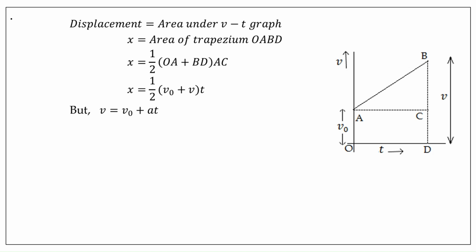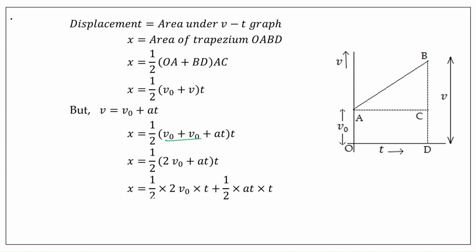But v is equal to v0 plus at. On substituting this value of v, x is equal to 1 by 2 into bracket v0 plus v0 plus at into t. On simplifying, x is equal to 1 by 2 into bracket 2v0 plus at into t. On solving, we get x is equal to 1 by 2 into 2v0 into t plus 1 by 2 into at into t. Cancel this 2. Finally we get x is equal to v0 t plus 1 by 2 at square.